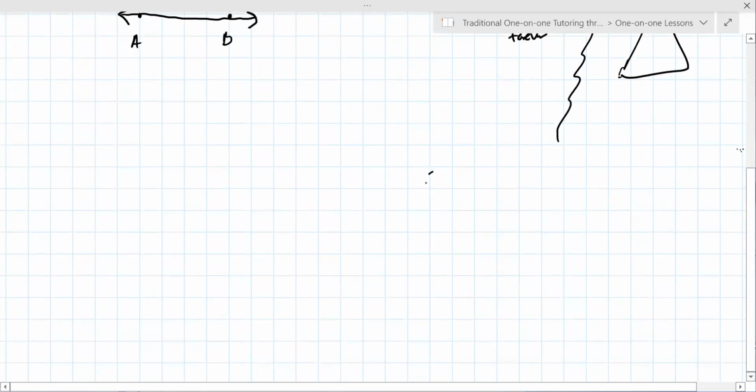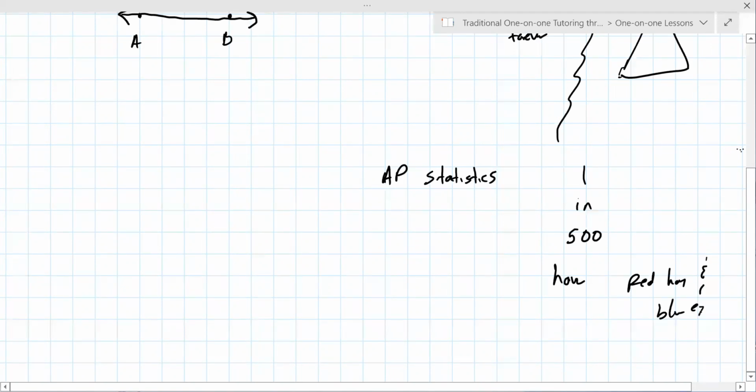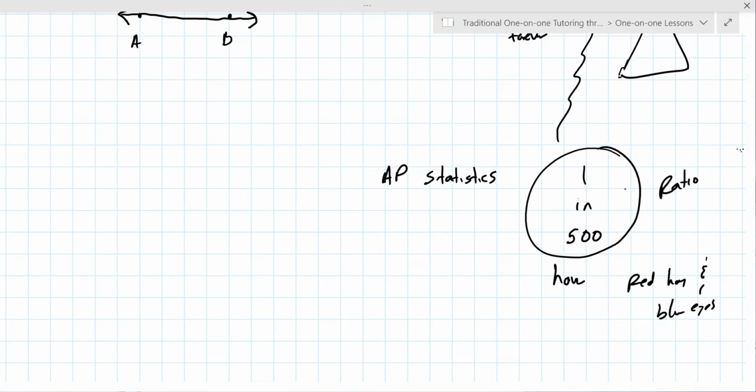Like I saw this today in an AP statistics class. Someone posted, 1 in 500 have red hair and blue eyes or something. I have no idea if this is even true. And they said this is a stat right here, 1 in 500, and it's actually not. It's actually what's called a ratio. Now, are they wrong to call this a probability? No, but by the letter of the law, they're wrong. And so, I'm just going to generalize a little bit.